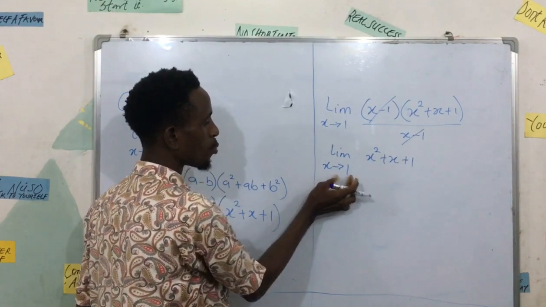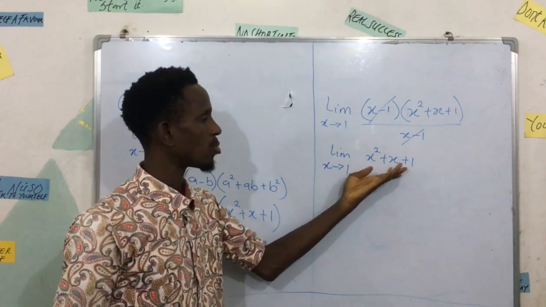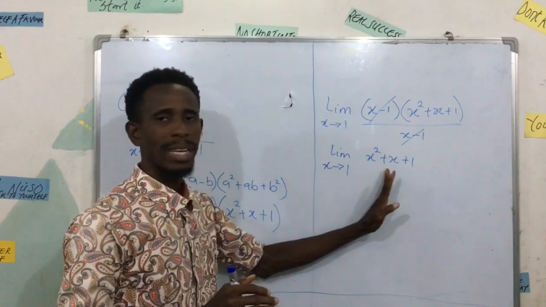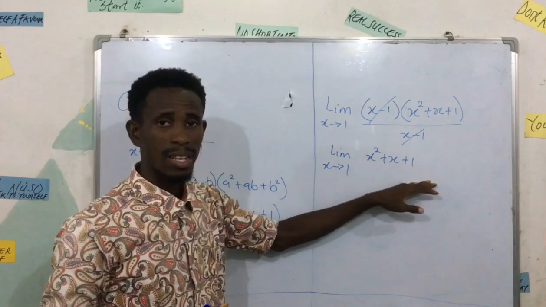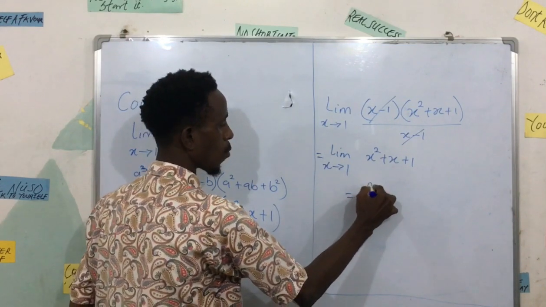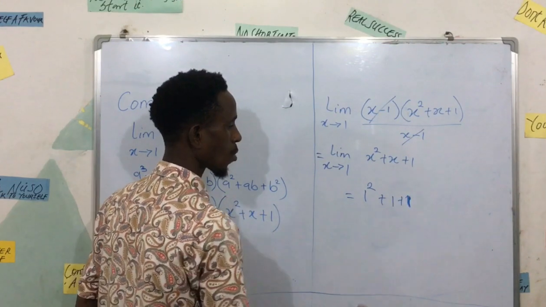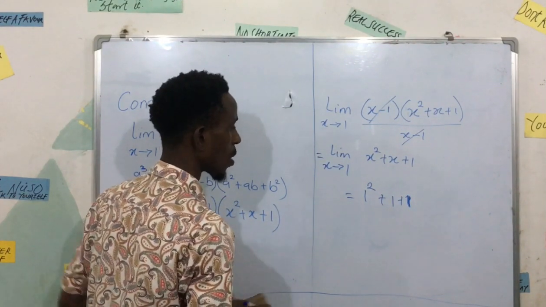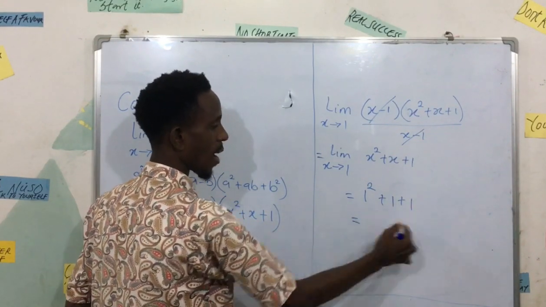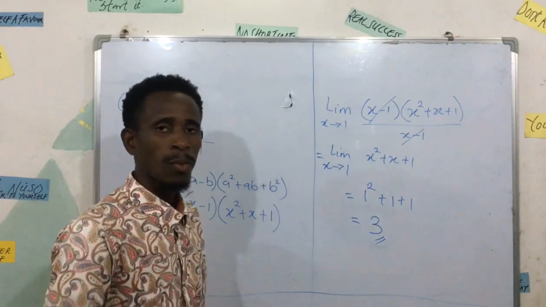So now if I input the value of x into this expression, you'll discover that it will really not make it undefined. So inputting the values now, I'm going to have 1 squared plus 1 plus 1. If I add this together, I'm going to have 3. I'm going to have 3, you see. So it's very simple.